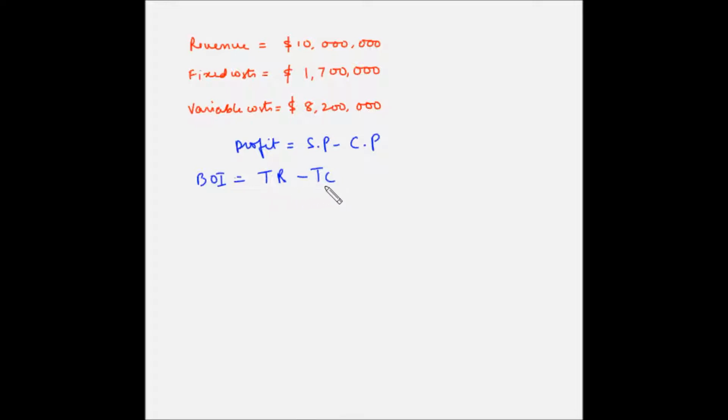And total cost is the addition of the fixed cost and the variable cost. Or in other terms, what are you investing in order to produce the units which you are selling. So this is equal to total revenue minus total cost, which is the addition of fixed cost and the variable cost. So this is equal to total revenue is 10 million minus fixed cost is 1.7 million plus variable cost is 8.2 million.